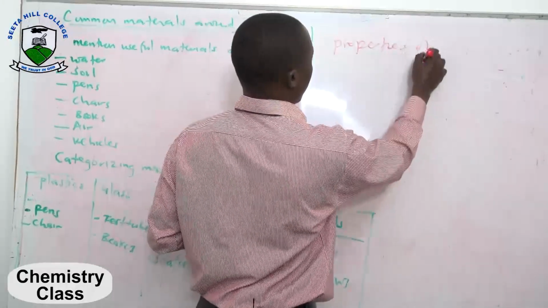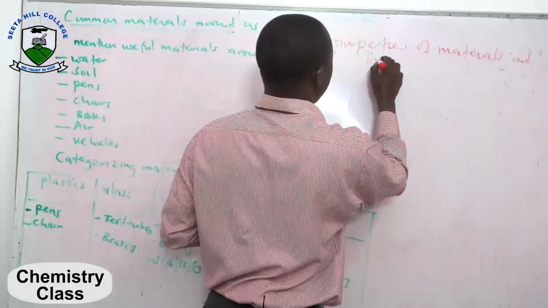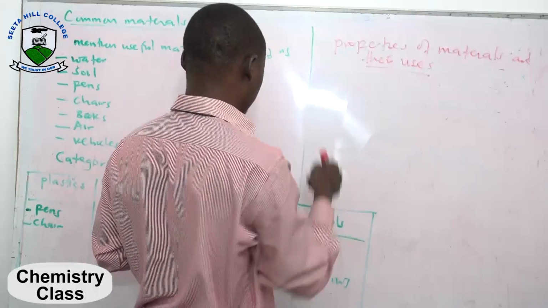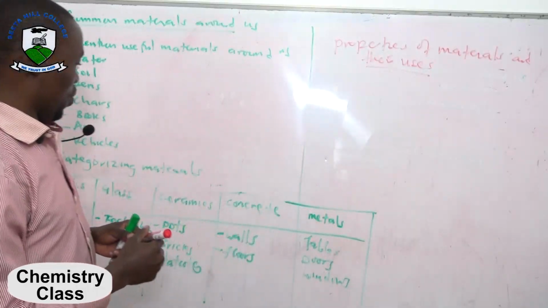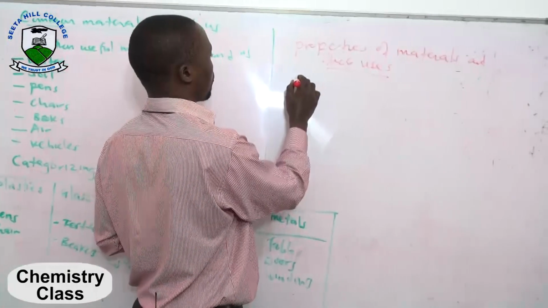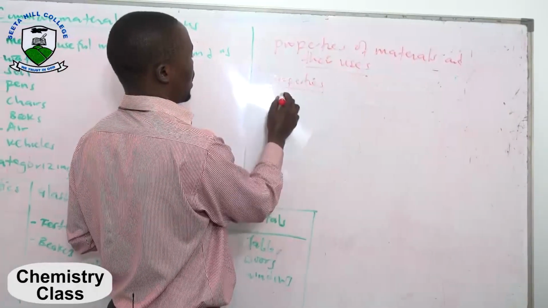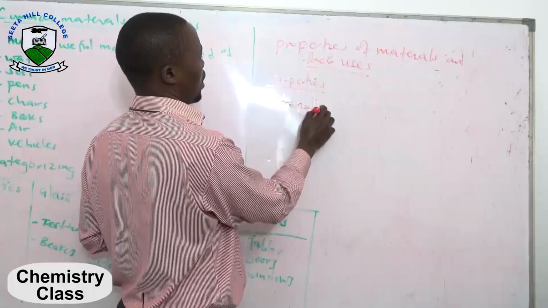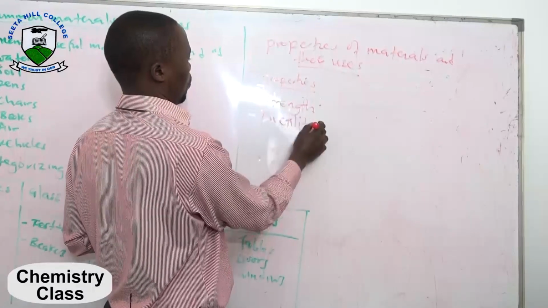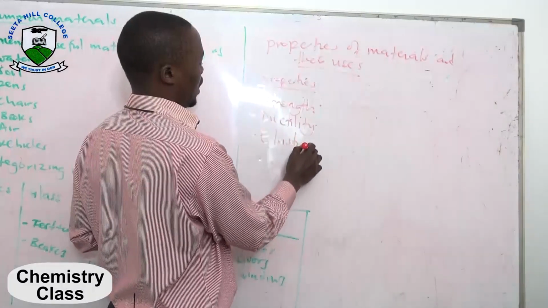Properties of materials and their uses. Now we shall start with the most common one here. Now the properties: we shall need to look at the strength. Is it strong? Ductility. We shall also look at what we call elasticity. Is it elastic?